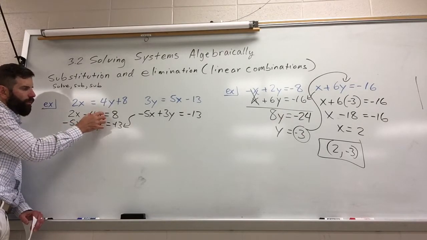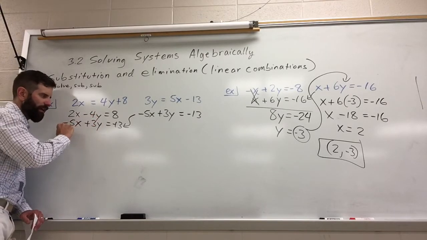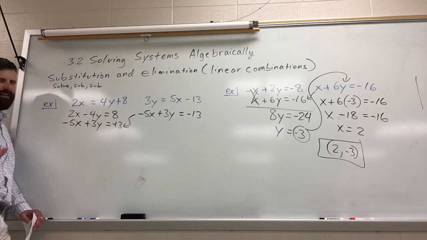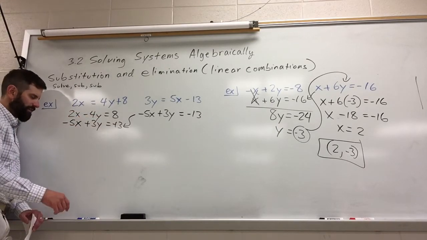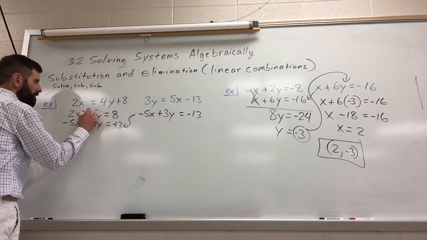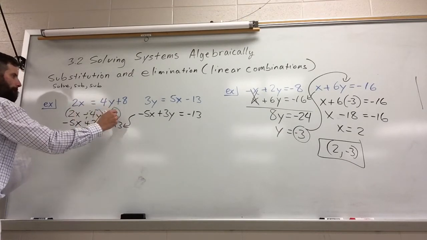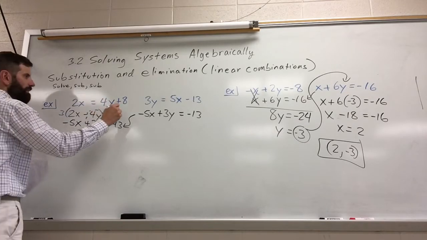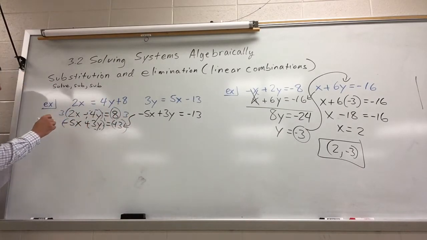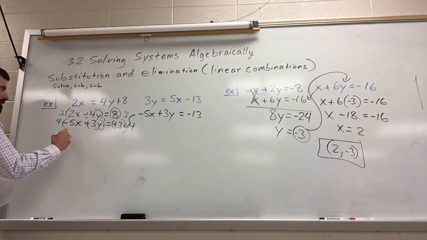And then if I wanted to get the y's to go away, I'd want to make them both 12. So I'd have to multiply the bottom equation by 4 and the top equation by 3. It really doesn't matter. I guess just for kicks, I'll get rid of the y's. So I'm going to multiply the top equation by 3 to make negative 12. Multiply the bottom equation by 4 to make positive 12. I'm going to distribute and rewrite everything.